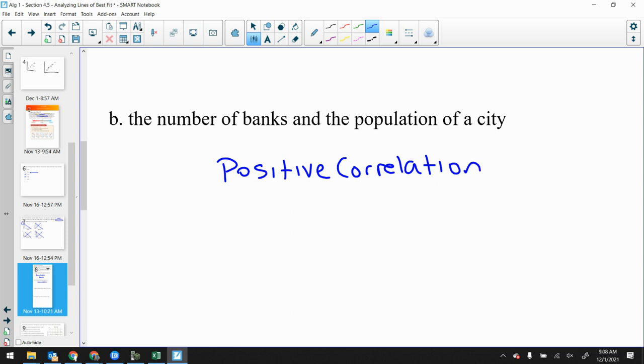Okay, if it's a positive correlation, let's check causation. If I increase the population of a city, does that force more banks to open? Not necessarily, right? You could have a city with a lot of people in it that may have only a couple banks. So there are counterexamples, outliers, anomalies. So we say it's only a positive correlation and there's no causation.